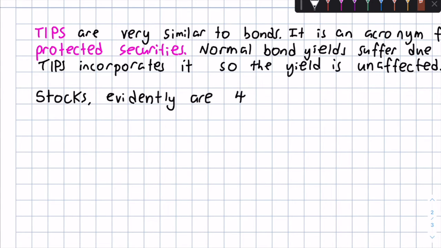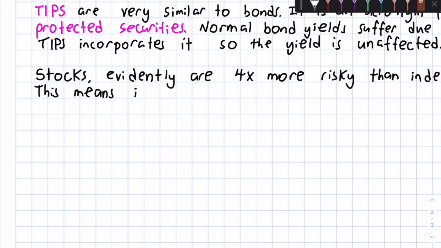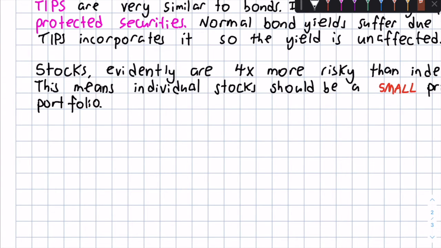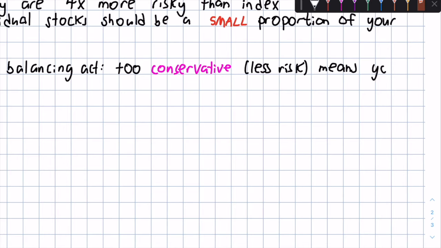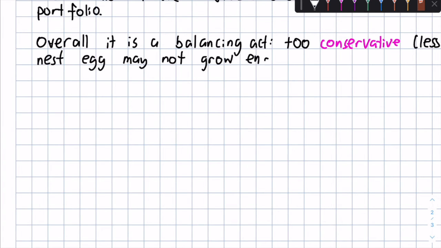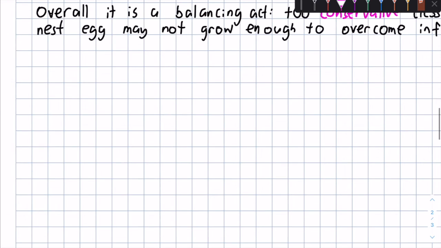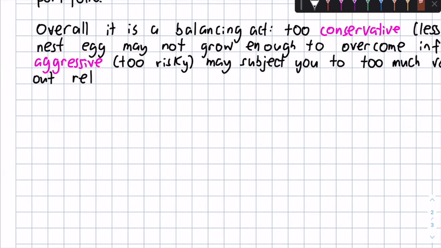Stocks, as is commonly known and pointed out by quite a few hedge fund people, are 4 times more risky than index funds or bonds. This means that individual stocks should be a small proportion of your portfolio. Overall, it's a balancing act though. Too conservative of a portfolio, which means less risk, means your nest egg may not grow enough to overcome inflation over time, but too aggressive or too risky may subject you to too much volatility and wipe out your returns as well. So we need to be somewhere in the middle between too conservative and too aggressive to have a growing portfolio.